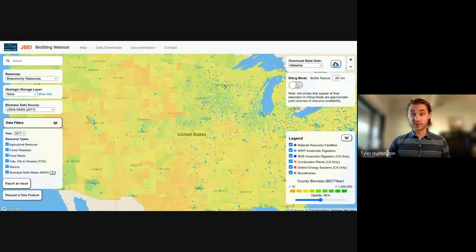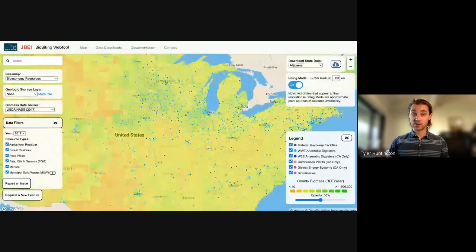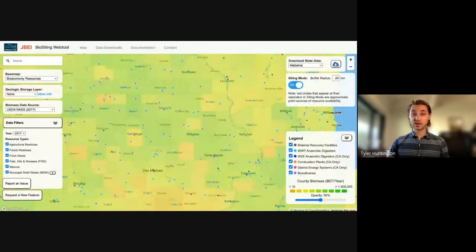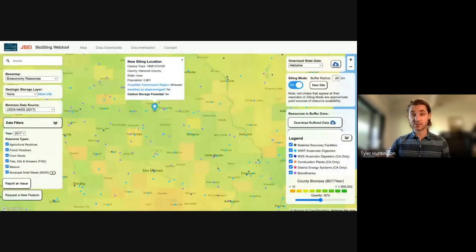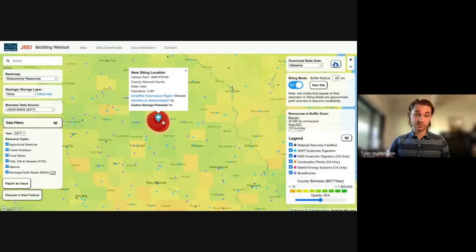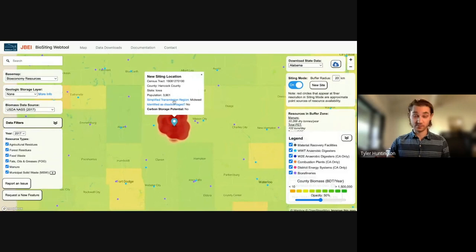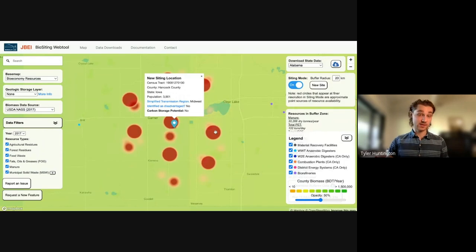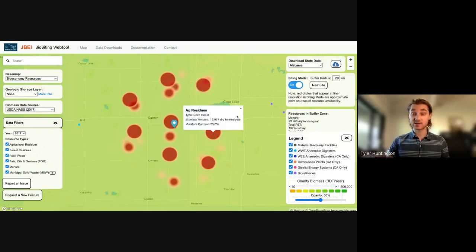So one of the cool features of this tool is this siting mode, where you can go to any place on the map and run a hypothetical scenario of placing a new facility in a location. So for example, you might go somewhere that looks relatively resource rich, indicated by these green shades, and put a point down there and say you might want to put a SAF plant up here or an ethanol facility. You could see whether that site has good feasibility based on the surrounding biomass that shows up within a defined buffer region of your location.